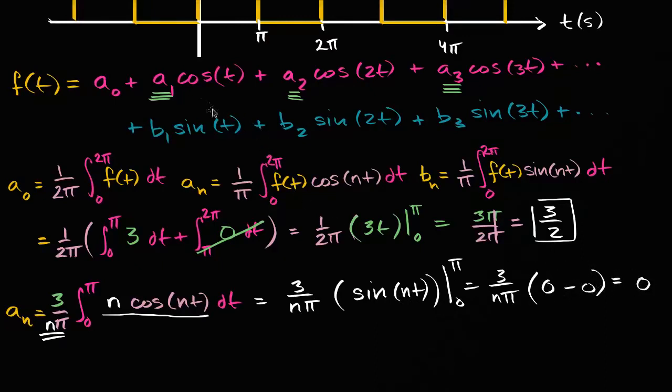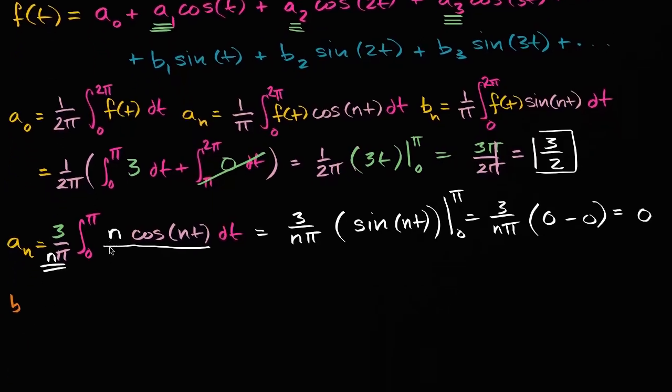The coefficient on any a sub n, for any n not equal to 0, is going to be 0. So actually we're not going to have any of these cosines show up in the Fourier expansion. Well, let's think about our b sub n. When you look at the shape of the square wave, it actually makes a lot of sense. But let's now tackle our b sub n's.